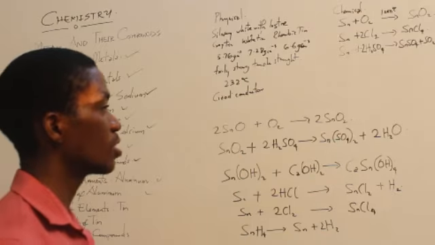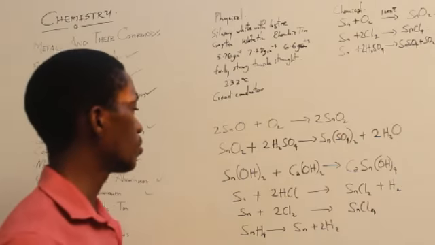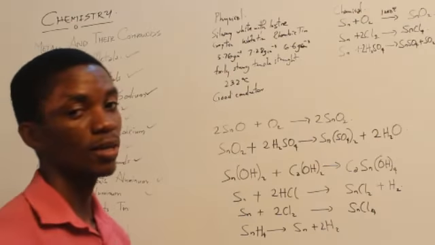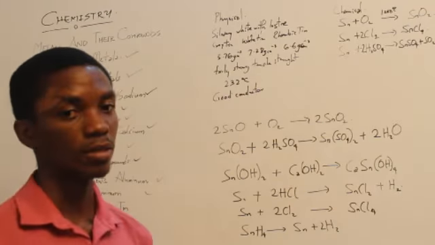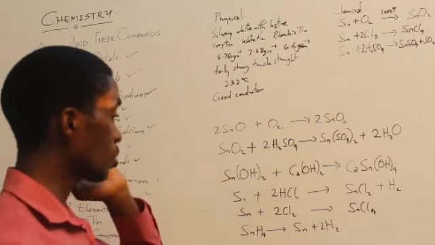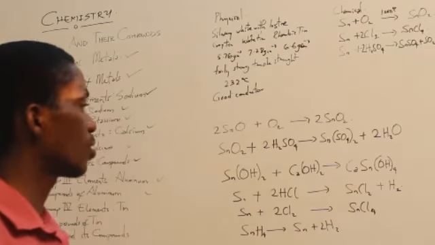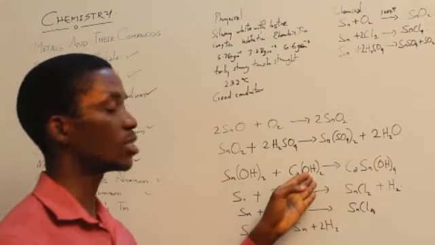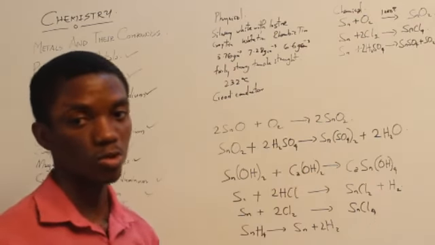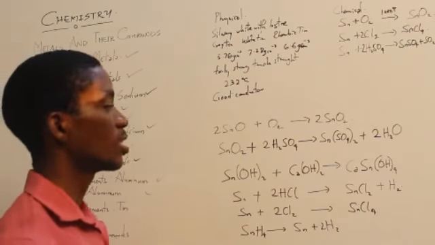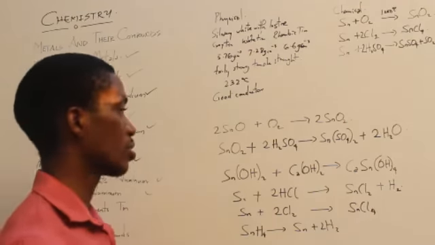And also tin 4 oxide is used in the making of white enamels and tiles. We have also tin 2 hydroxide. Tin 2 hydroxide is also amphoteric. It will react with other hydroxides to form stronger bases. It will also react with acids to form salts and water. So it can react with both of them.